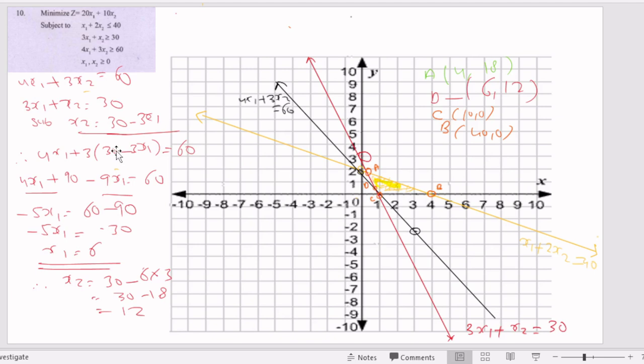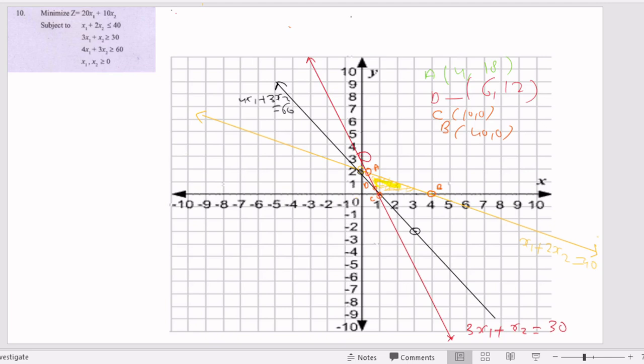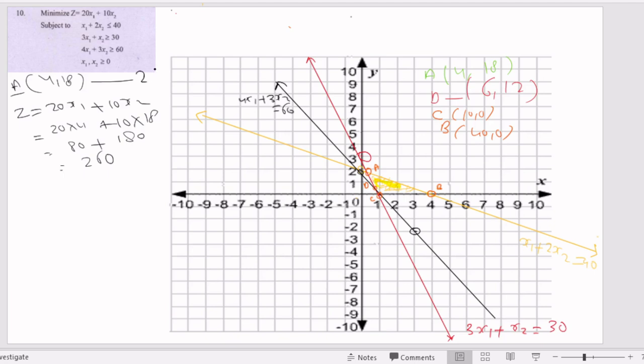Now we have to proceed with this solution to minimize the equation Z equal to 20x1 plus 10x2. Let's check the solution at each and every point. At point A, which is 4, 18, Z is equal to 20x1 plus 10x2. In place of x1 we substitute 4, and in place of x2 we substitute 18. So 20 into 4 is 80, and 10 into 18 is 180. After solving, at A we have 260.